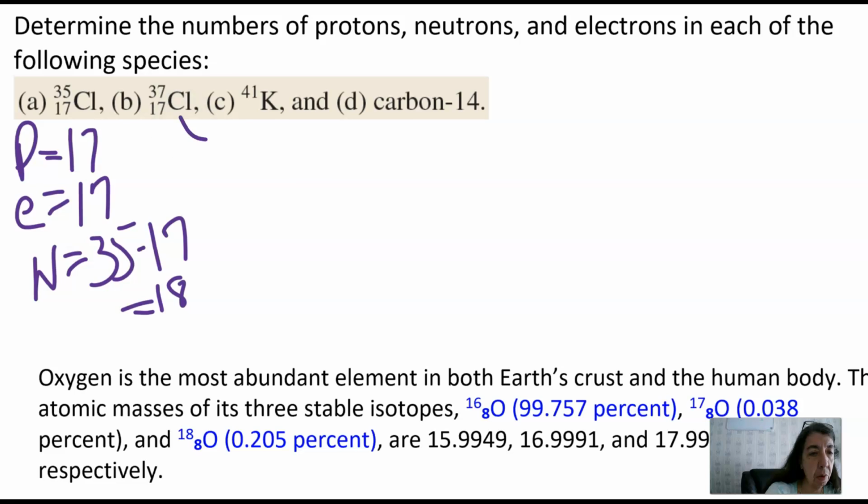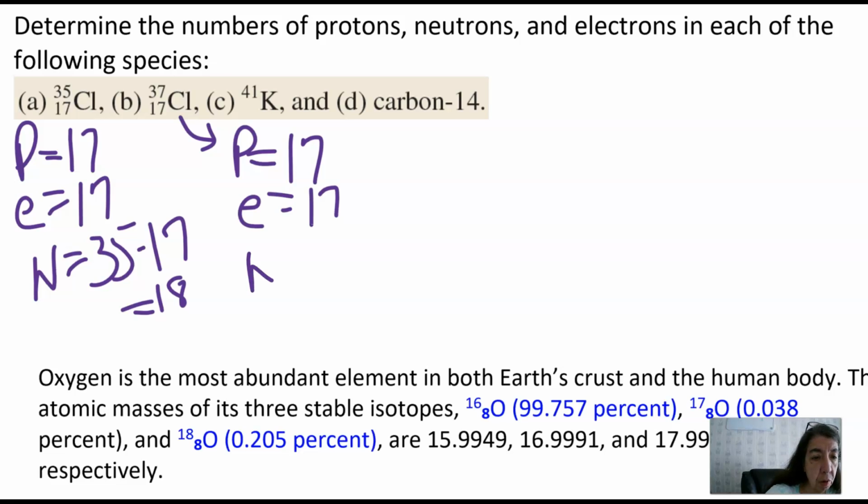Now in the next one, you have chlorine 17 again, because 17 is always chlorine. Otherwise you didn't have chlorine. The electrons are also 17 as well. But now you have 37 as the atomic mass. So now you have 37 minus 17, so the number of neutrons is equal to 20.